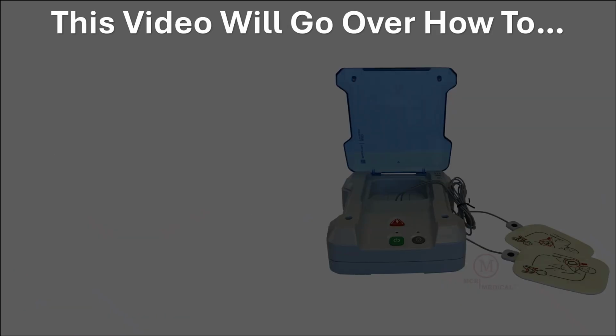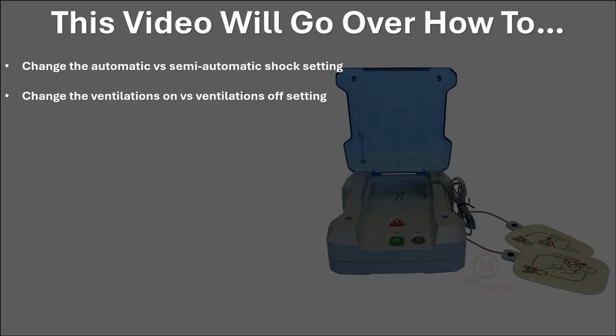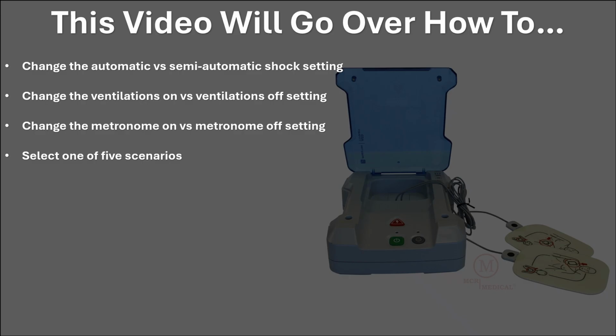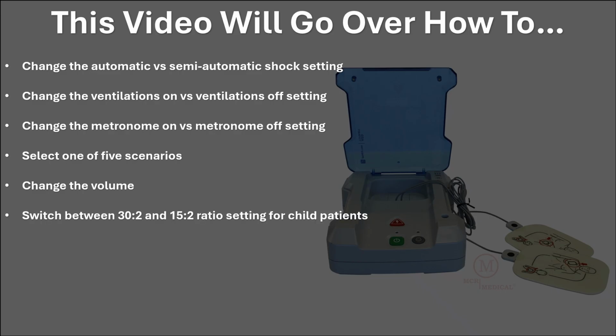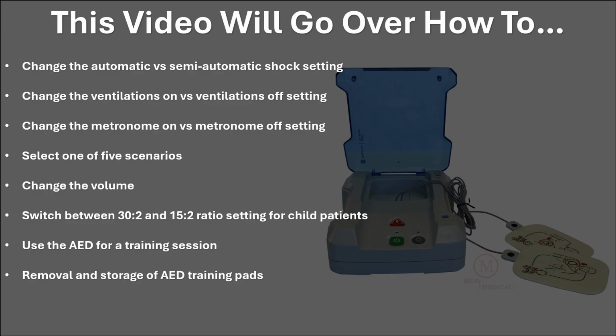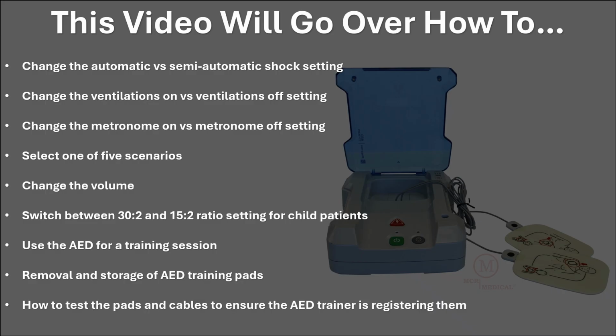Let's get started. In this video, we will go over how to switch between the automatic and semi-automatic shock setting, the ventilations on or ventilations off setting, the metronome on or metronome off setting, how to select a training scenario, how to change AED trainer volume, how to toggle between the 30:2 and 15:2 ratio setting for child patients, how to use the AED trainer in a training session, how to correctly remove the AED trainer pads from the mannequins, and how to test the pads and cables when you suspect the AED trainer may not be registering them properly.